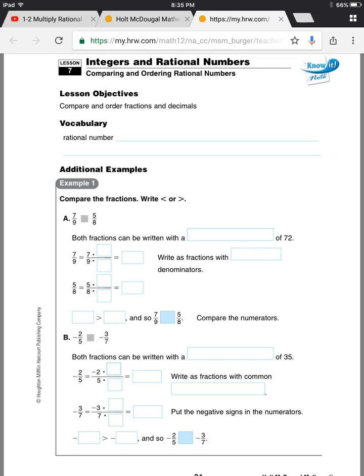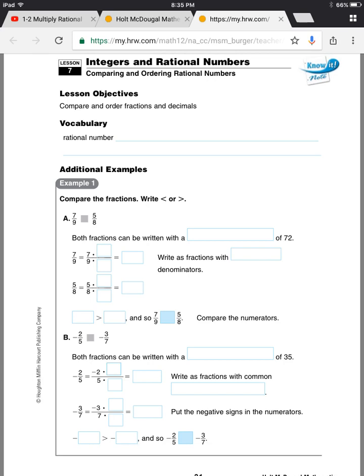We are learning how to compare and order fractions and decimals. That means putting them in order from greatest to least, or least to greatest, however they ask. So, first thing we're going to talk about is a rational number. A rational number is a number that can be written as a fraction with integers for its numerator and denominator. Look that up if you need to.